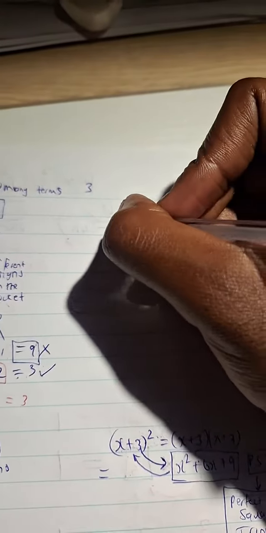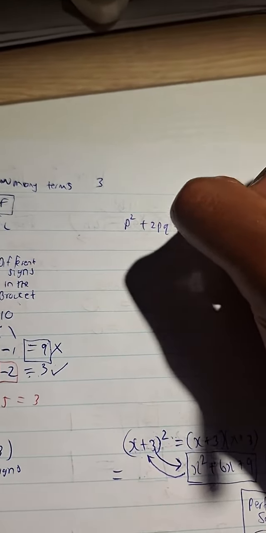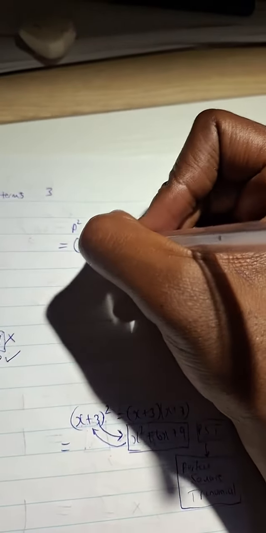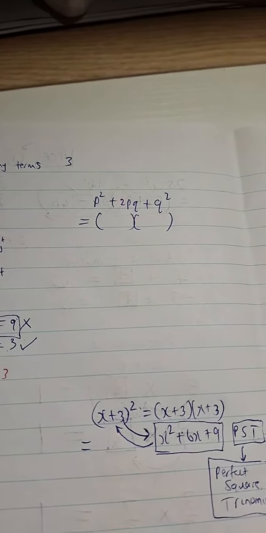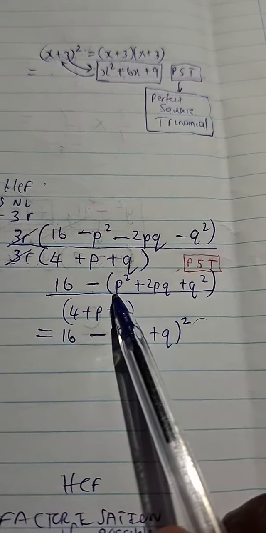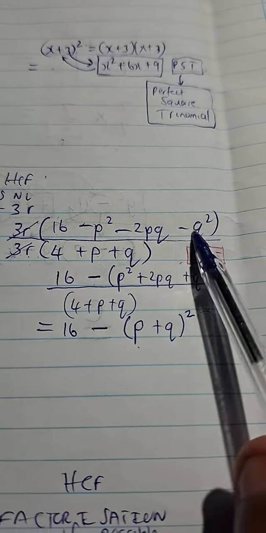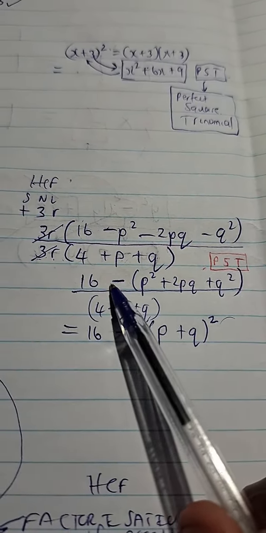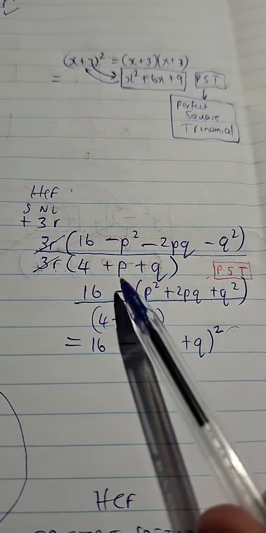Some of you, interestingly enough, p squared plus 2pq plus q squared. What happens, guys, when I factorize this? We open 2 brackets, don't we? Just confirm for me that you guys understand what I did for these 1, 2, 3 terms. I took out the negative sign.